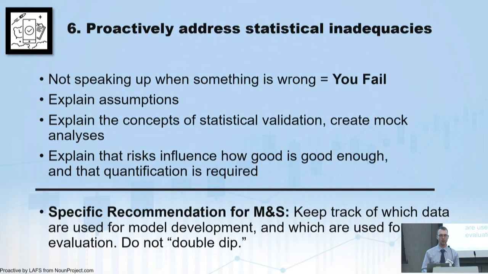Proactively address statistical inadequacies. If you see something that is wrong, if things are starting to go off the rails, you have to say something immediately. If you do not speak up when things go wrong, then you are a failure. This is how programs are: once things start going in one direction, it is hard to get them back on the rails. So you have to fix things as soon as possible. And it is very easy for things to get off the rails, design and data-wise, because there are non-experts trying to do data.